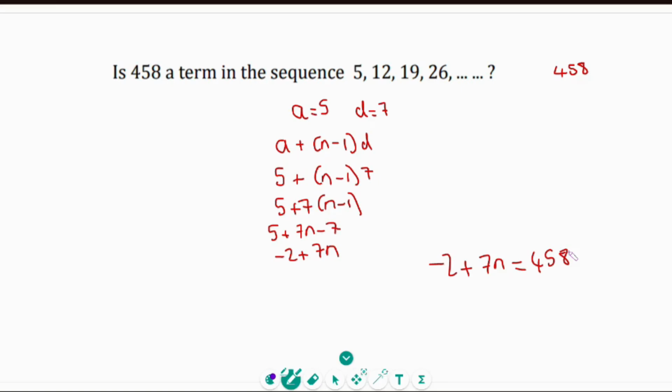Let's solve this equation. Let's make n the subject. Add 2 to both sides. Divide both sides by 7. Okay, we get 65.71. So definitely not in the sequence. If we had a whole number answer here, then it would form part of a sequence. So no.